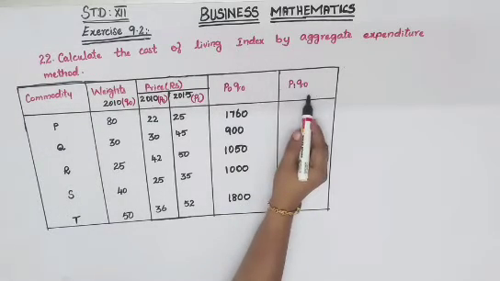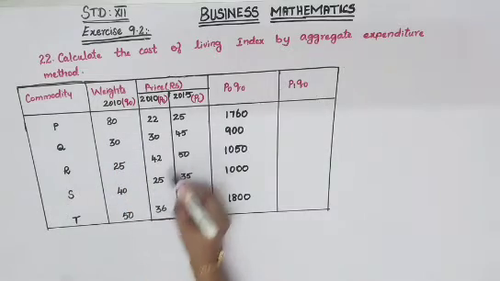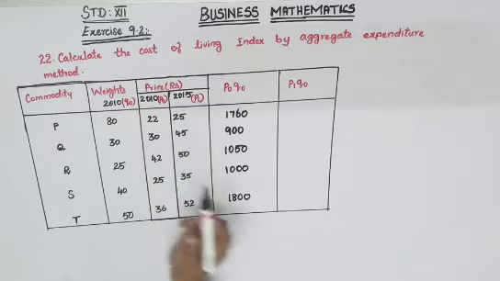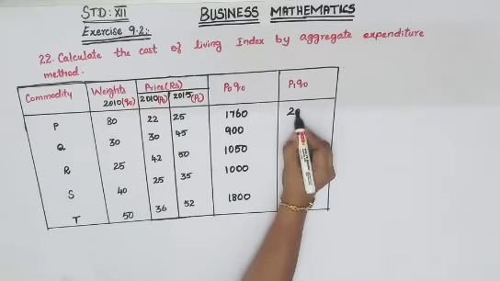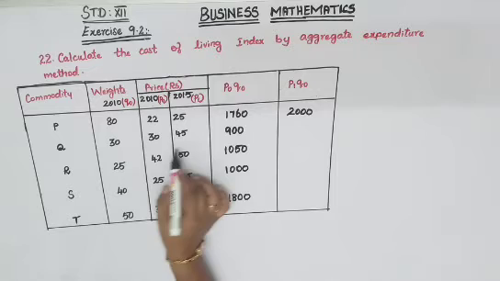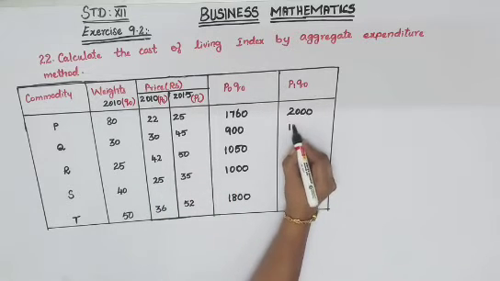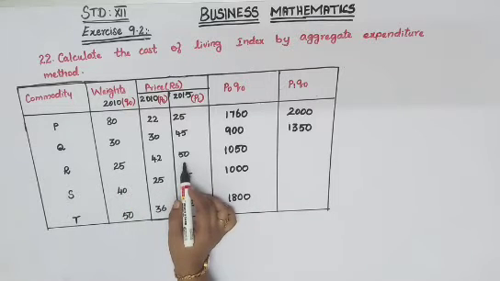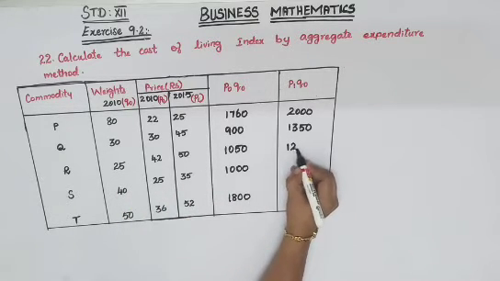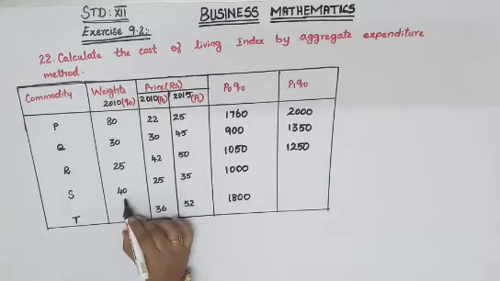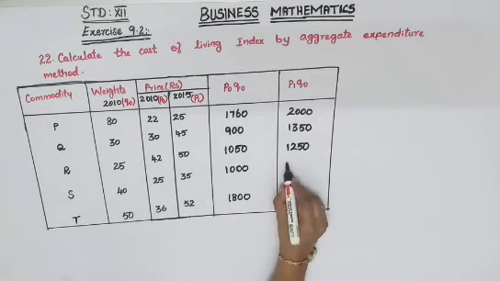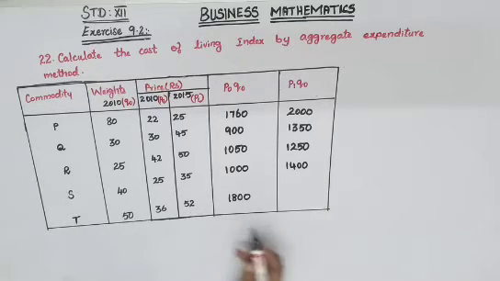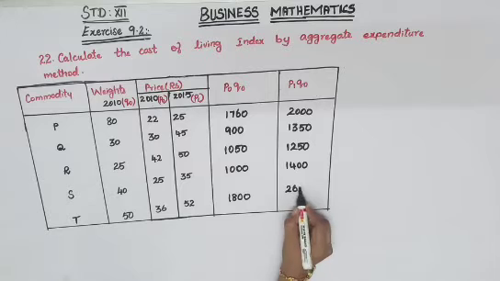Next is P1 Q0, that is your first column and your third column you will have to multiply. 80 into 25, you will get 2000. 30 into 45, you will get 1350. 25 into 50, you will get 1250. 40 into 35, you will get 1400. 50 into 52, you will get 2600.